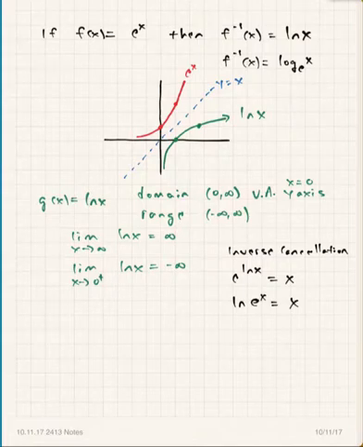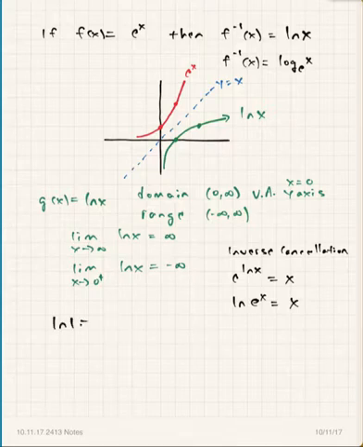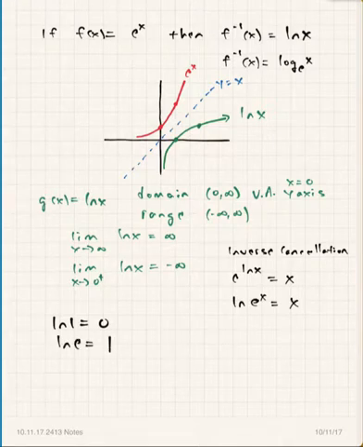Also recall that for the logarithms you have some specific values here. The natural log of 1 is equal to 0. The natural log of e is equal to 1.